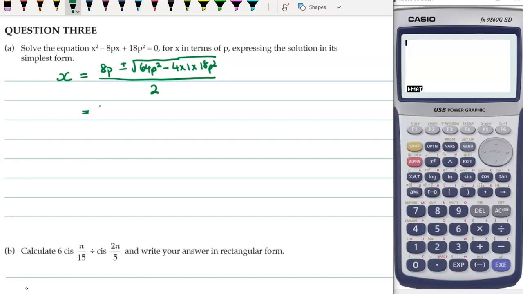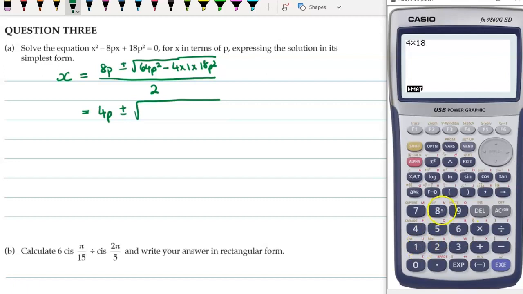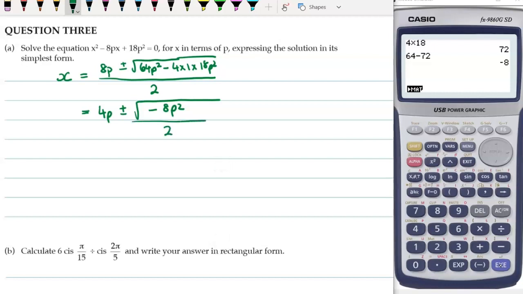So 8p over 2 is 4p, plus or minus, we're going to have the square root of, it's going to be 64p squared, take off the other thing there, so 4 times 18 is going to give us 72p squared, so 64 minus 72 is a minus 8p squared. That is all over 2.